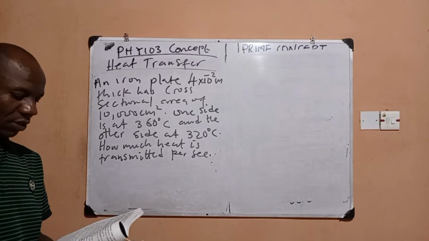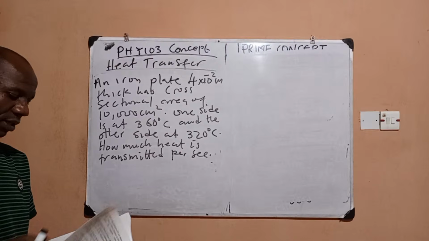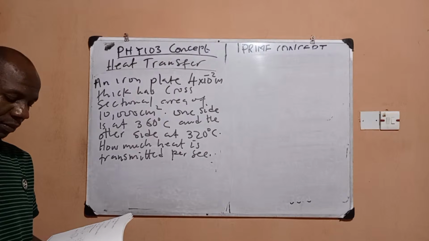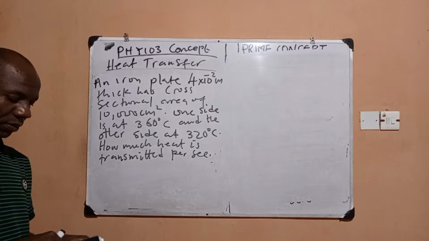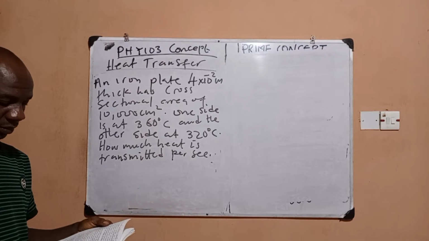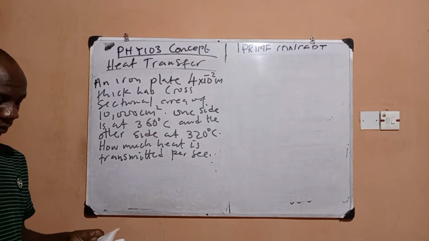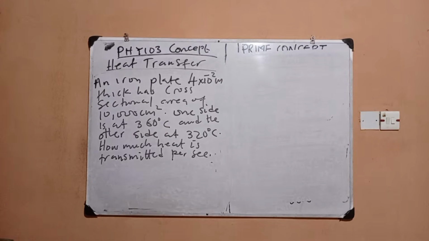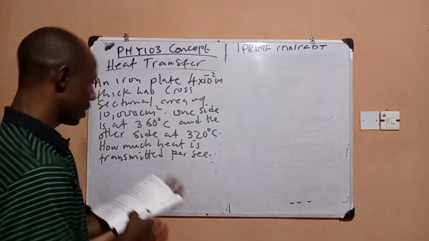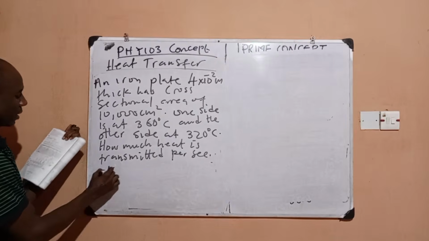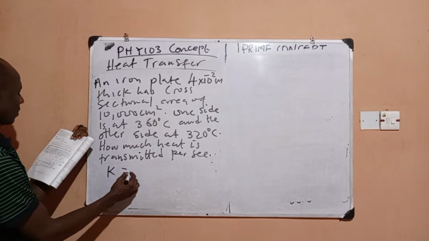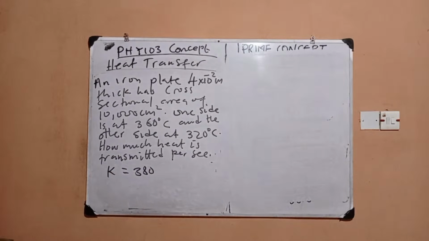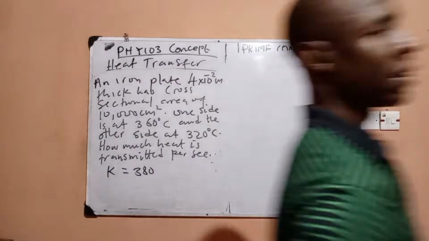So K, they are supposed to give us K. I don't know why they always commit that. So let me get the constant K. It was omitted. So let's still use K as 380, even though K is different for different materials. So I'm allowing you to solve this one this time. Be fast and give me your answer.